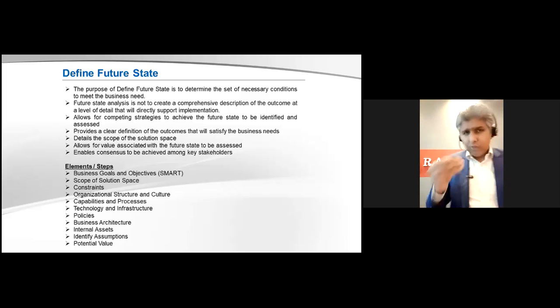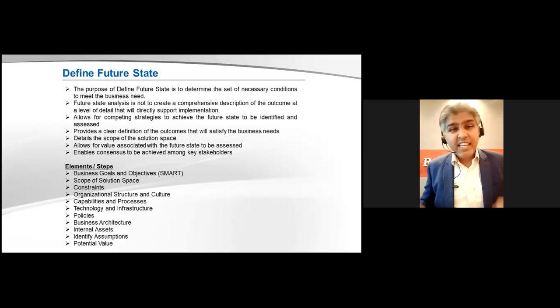Consider a very simple example of implementing ESS, employee self-service solution, as they call it. Now I'm sure your organization has it, and most organizations now have it. But when it was implemented, a lot of cultural change was needed.